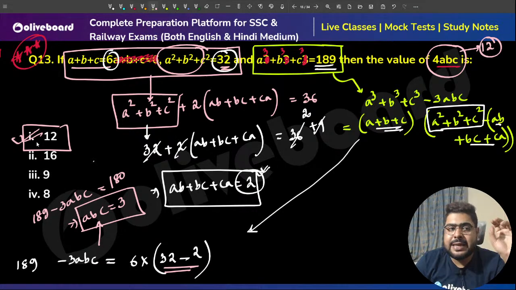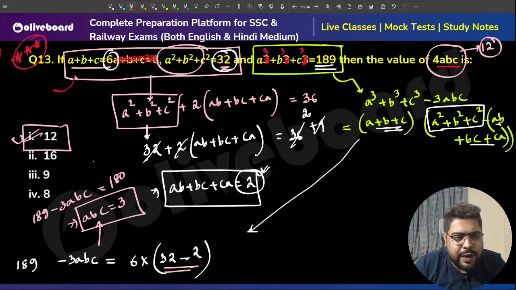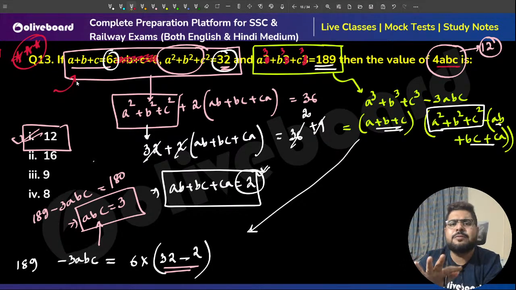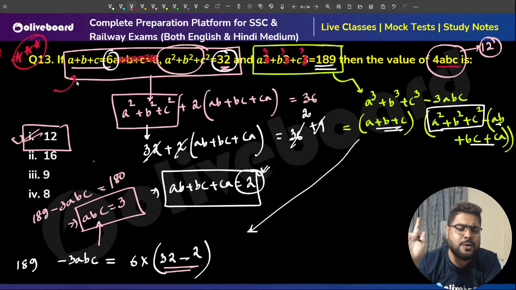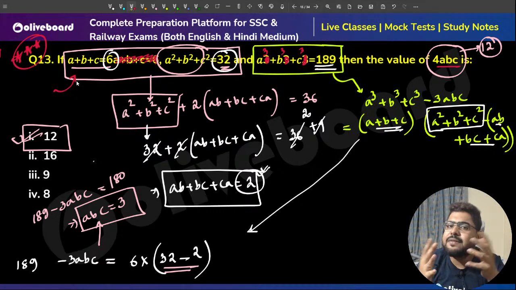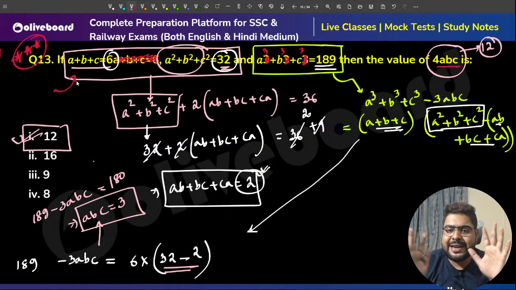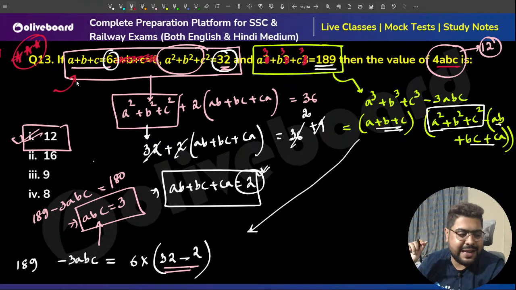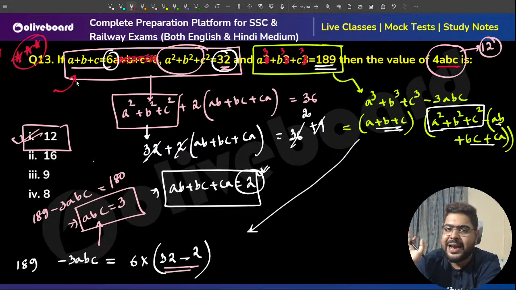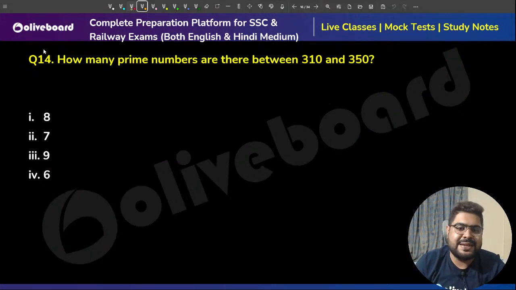Again, let me say this. If there were 2 variables here, I could have used some techniques, or put something in place of b. But with 3 variables, you can't really do anything. Very, very limited options you have in your hand. So again, please remember this.